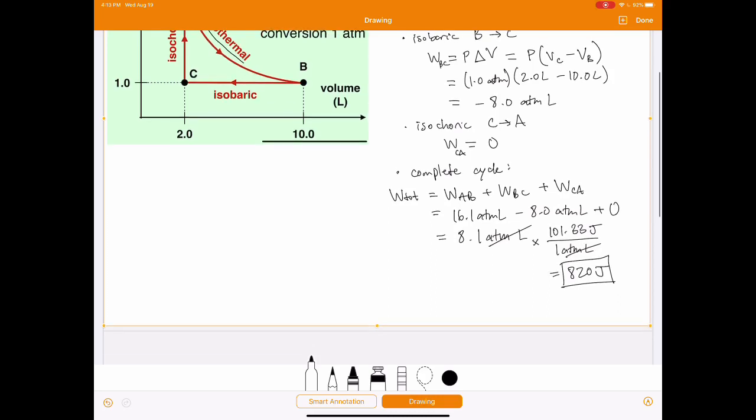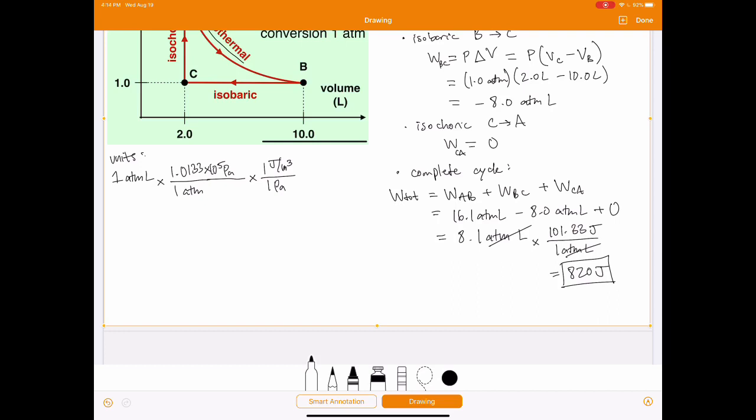So why don't we take a look at the units? So we'll start with atmospheres times liters. And we'll remember that in 1 atmosphere of pressure, we have 1.0133 times 10 to the 5 pascals. Okay? And we'll also remember that a pascal is the same as a joule per cubic meter.